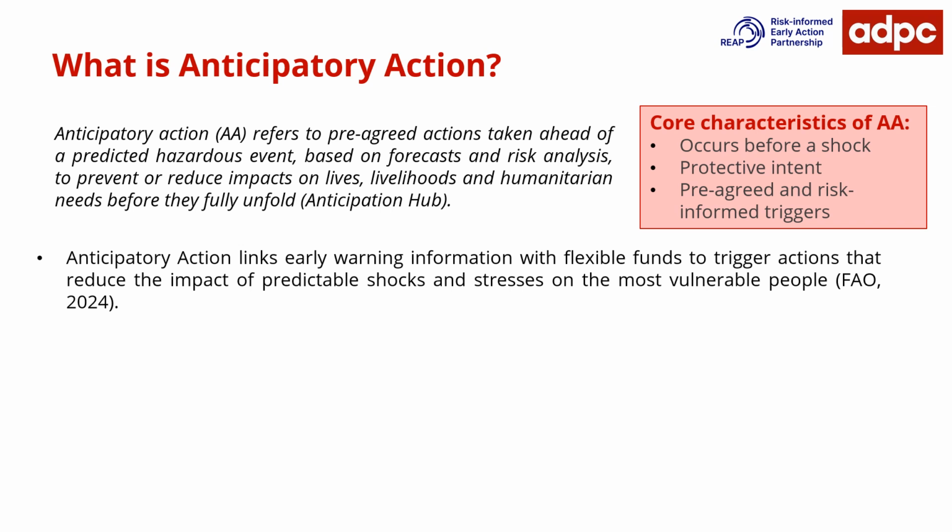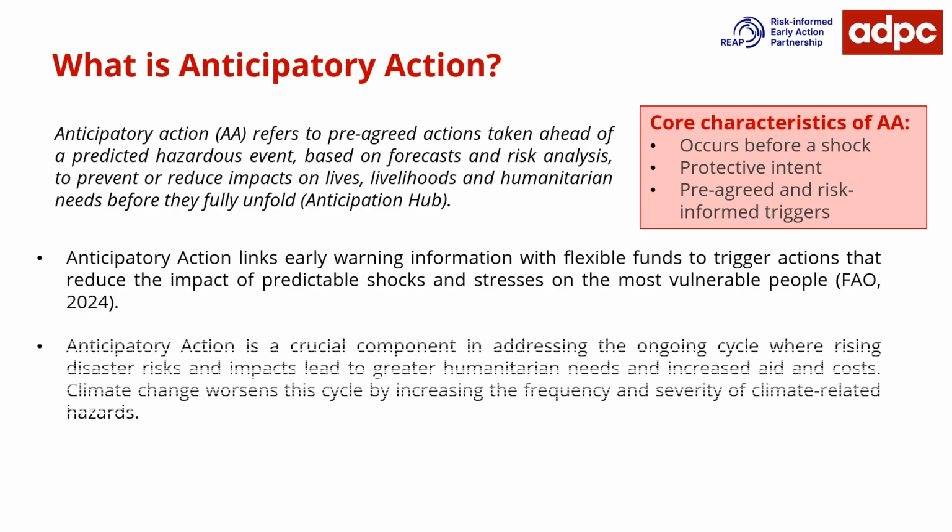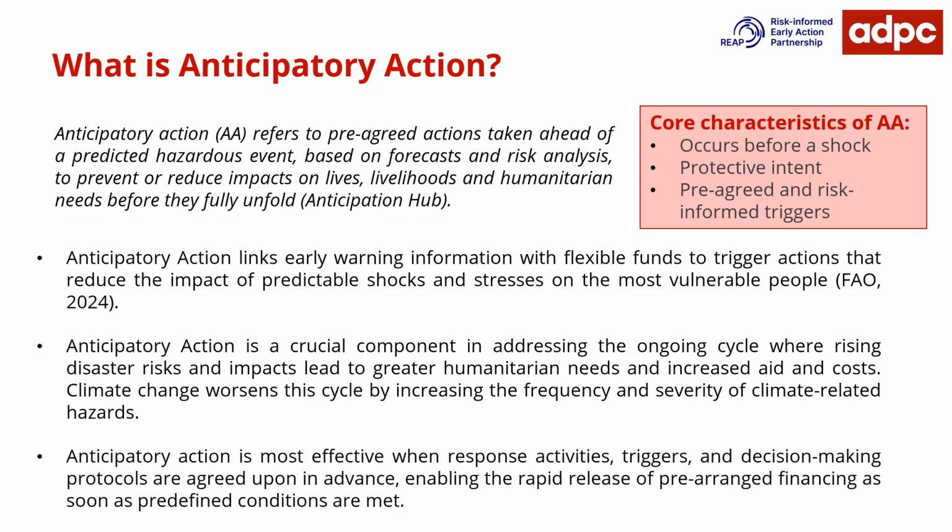Anticipatory action rests on three core characteristics: it occurs before a shock, it has protective intent, and it relies on pre-agreed, risk-informed triggers. Anticipatory action is a crucial component in addressing the ongoing cycle where rising disaster risks and impacts lead to greater humanitarian needs and increased aid and costs. Climate change worsens this cycle by increasing the frequency and severity of climate-related hazards. Anticipatory action is most effective when response activities, triggers, and decision-making protocols are agreed upon in advance, enabling the rapid release of prearranged financing as soon as predefined conditions are met.